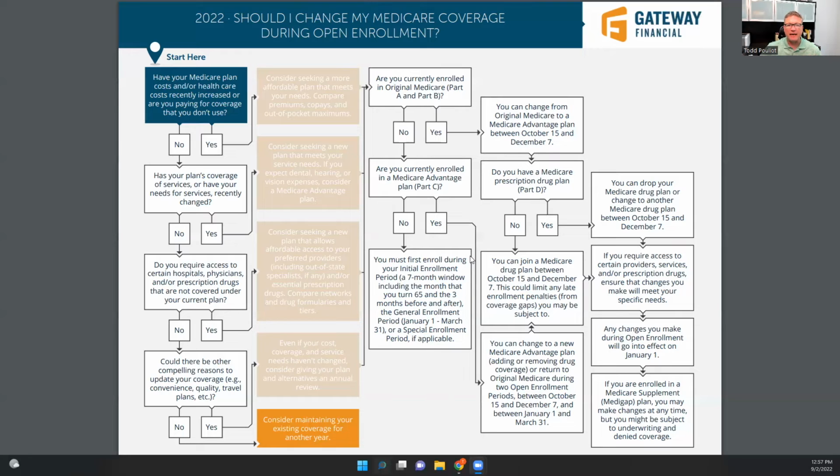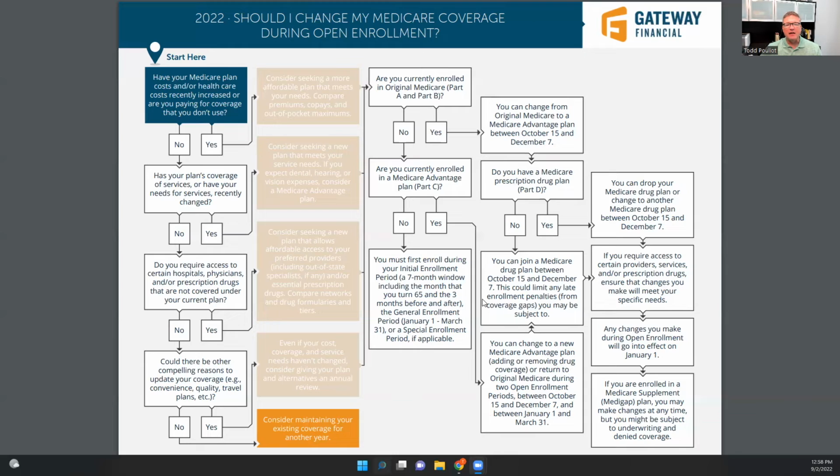Again, that's why you work with a financial planner that does holistic or comprehensive planning, and we talk about these things prior to you turning age 65. When you get to age 65, you have a lot of decisions to make in a very short time. So if we answered yes, you can change to a new Medicare Advantage plan, adding or removing drug coverage, or return to original Medicare enrollment during 2 open enrollment periods: between October 15th and December 7th, which we said quite a bit already, and January 1st and March 31st. So be aware that you can do that, and make sure you look at joining that Medicare drug plan.